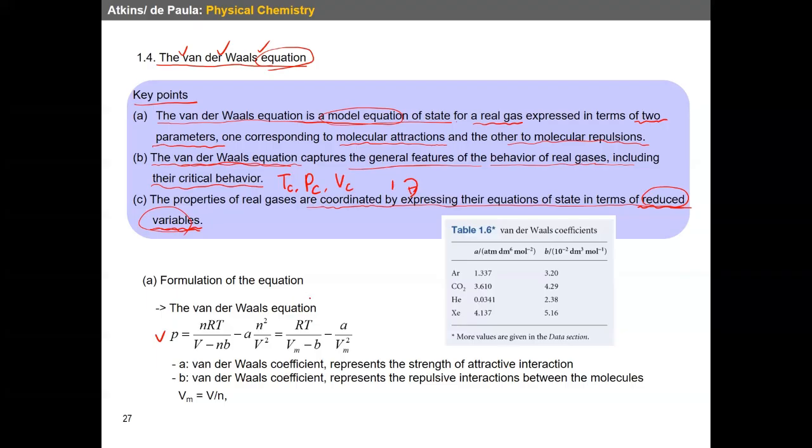The Van der Waals equation can be written as: the pressure is equal to nRT over (V minus nb), minus a n squared over V squared. I hope you will also write this equation down at least one time. So this is the pressure, this is the volume, this is the number of molecules n, R is the gas constant, and T is the temperature.